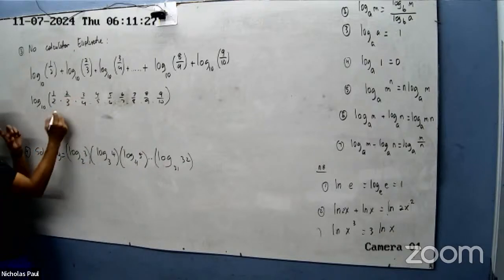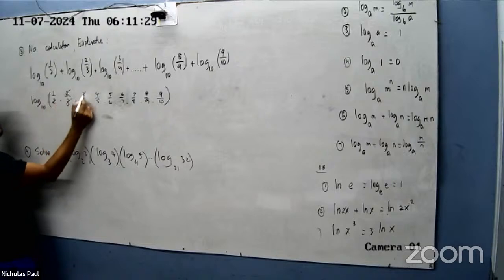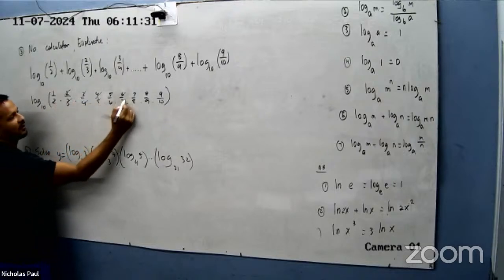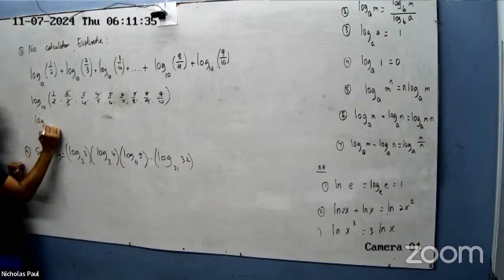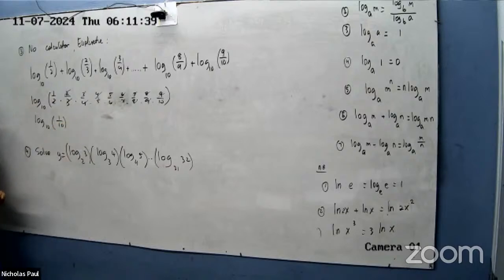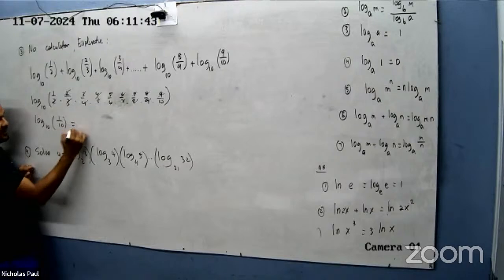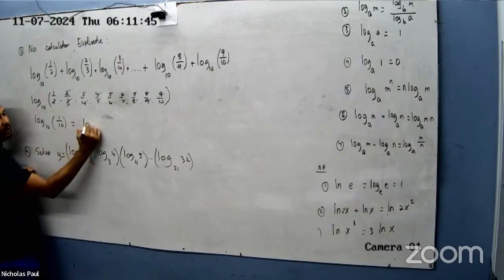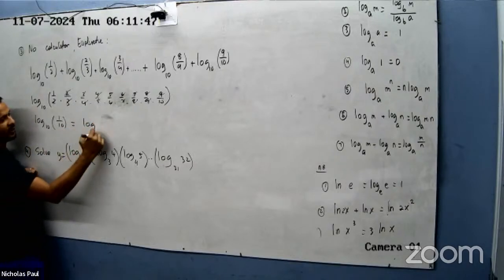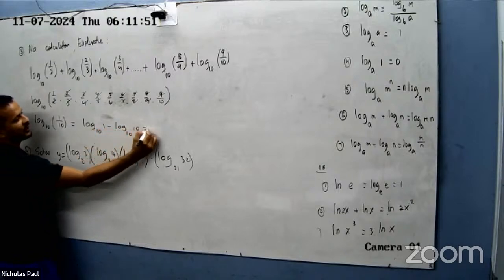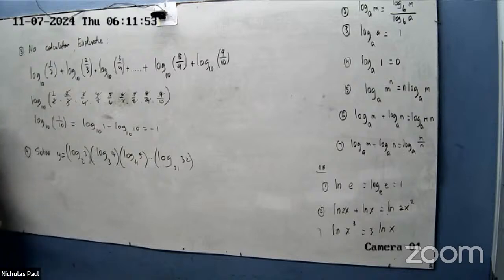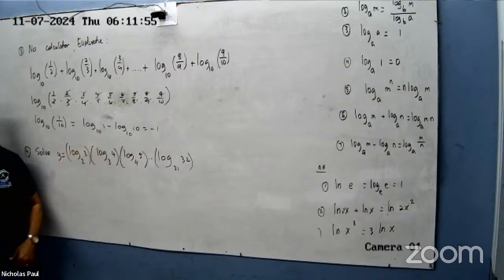See what's happening? This is canceling. So you're ending up with 1 over 10. Let's simplify that now. You'll get log base 10 of 1 minus log base 10 of 10, which is minus 1. This is 0 minus 1.